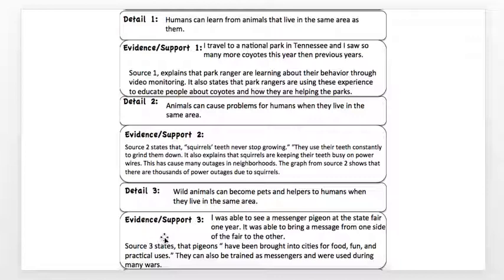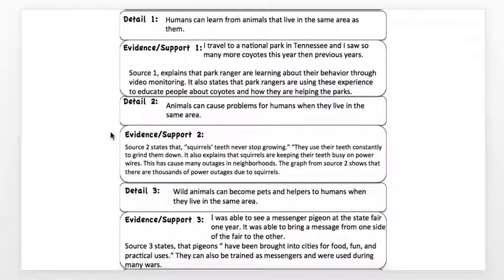Now, source number 3, I was able to make a quote from that to support it, and it said that pigeons have been brought into cities for food, fun, and practical uses. They can also be trained as messengers and were used during many wars. So I could explain this evidence about how it's showing that they are pets. People are bringing them into their homes, and people are also using them as helpers. So this is evidence that would support my detail. So those are all the evidence from the text and my own mind.